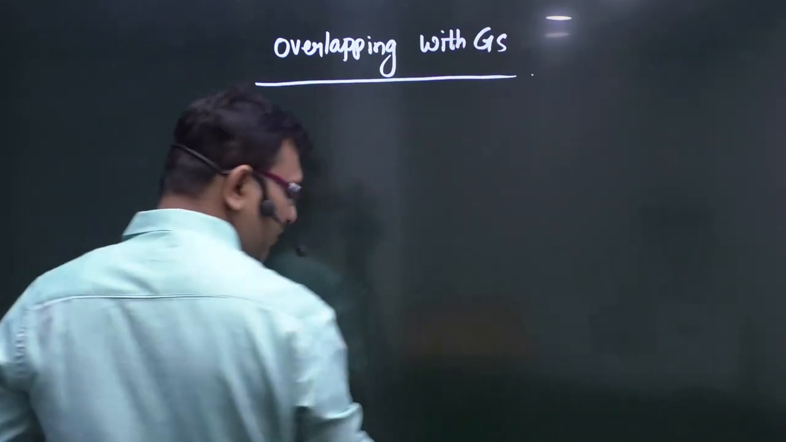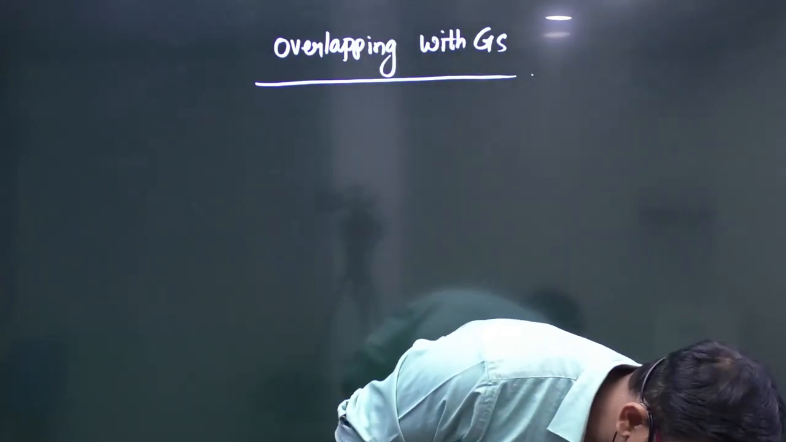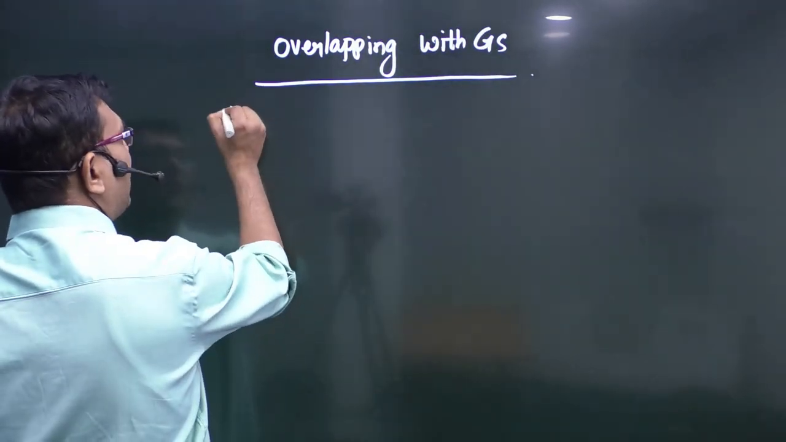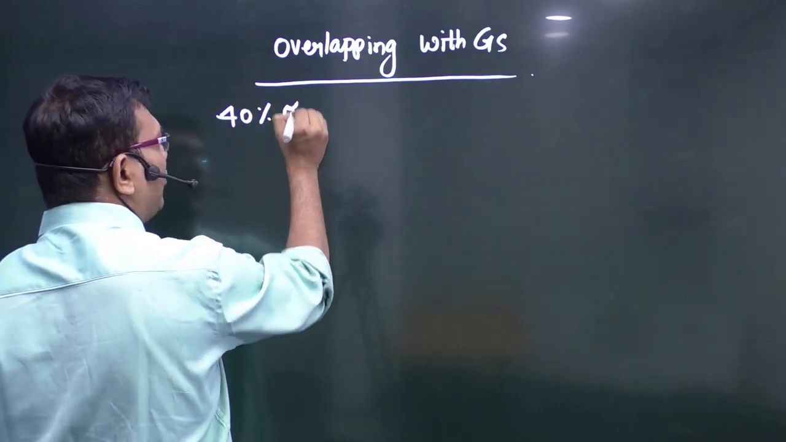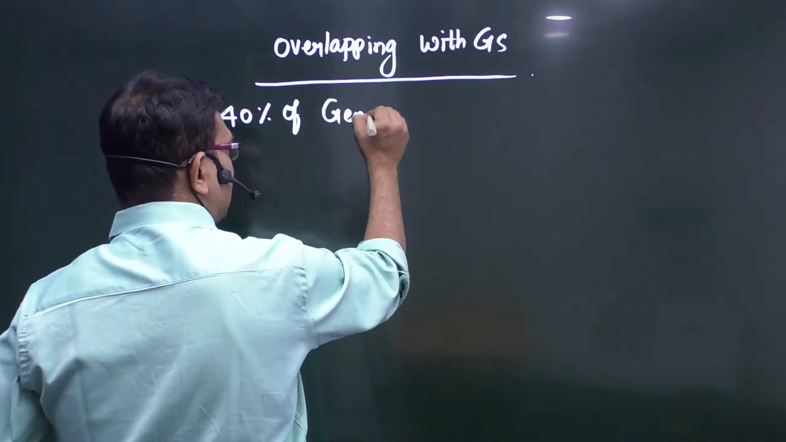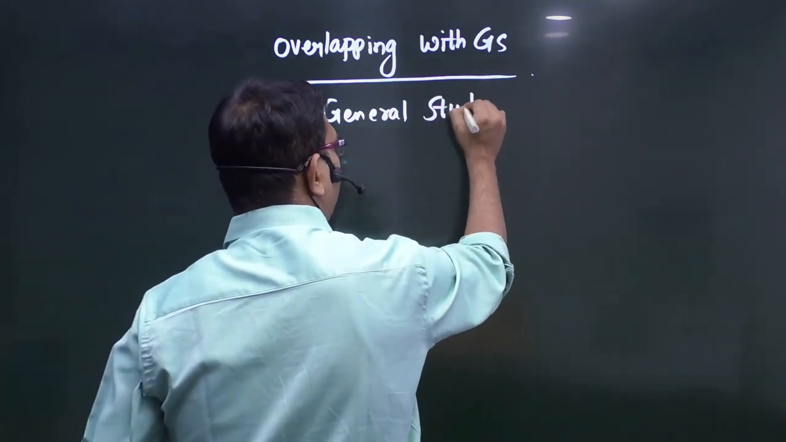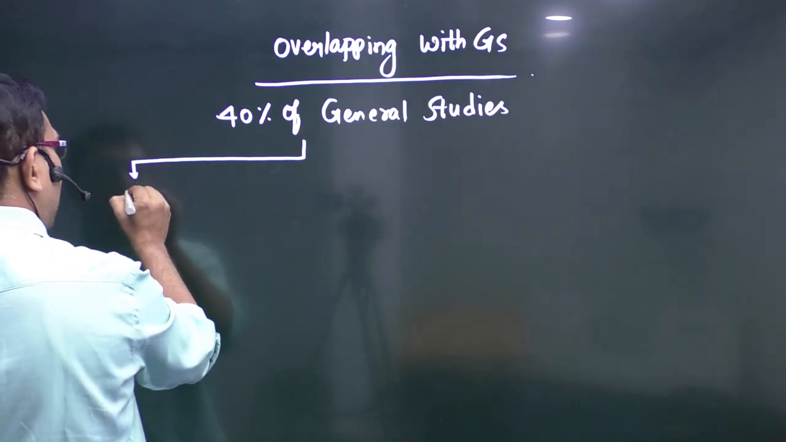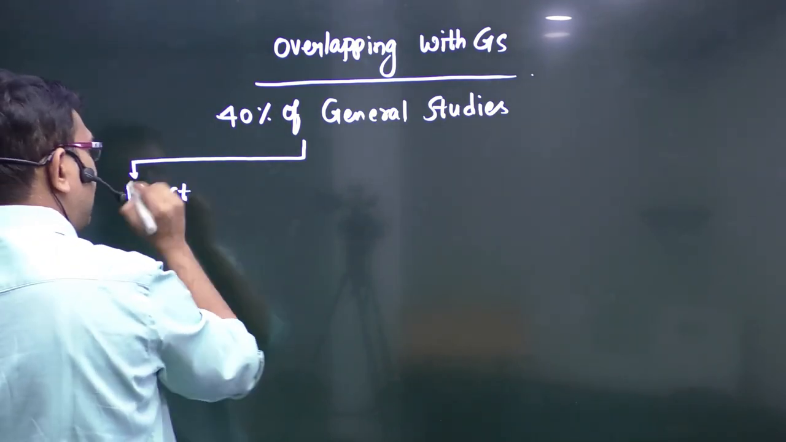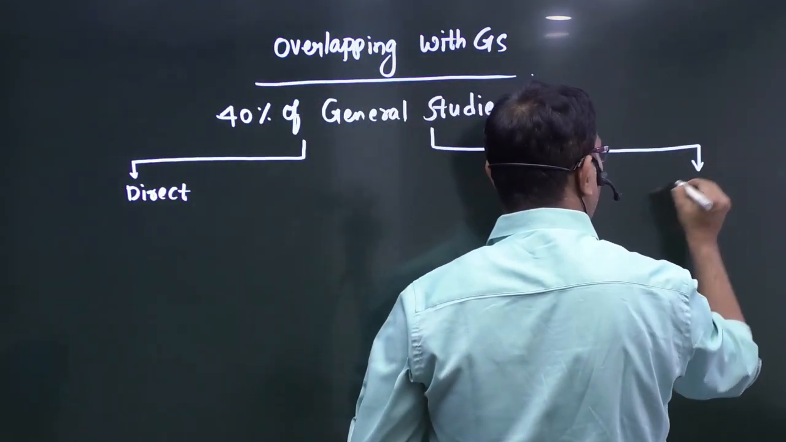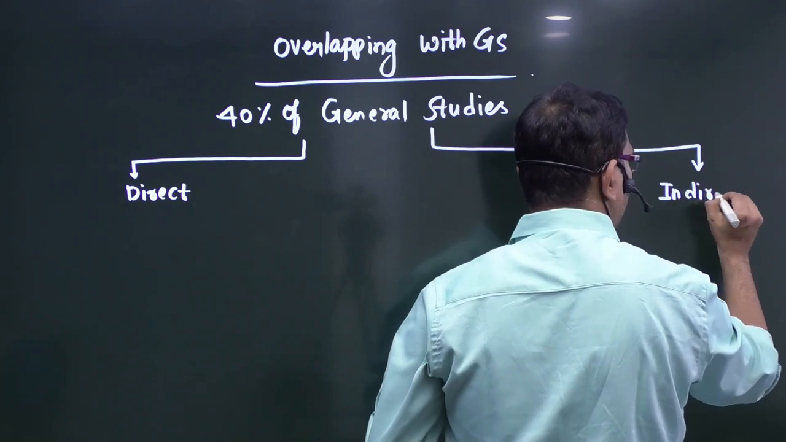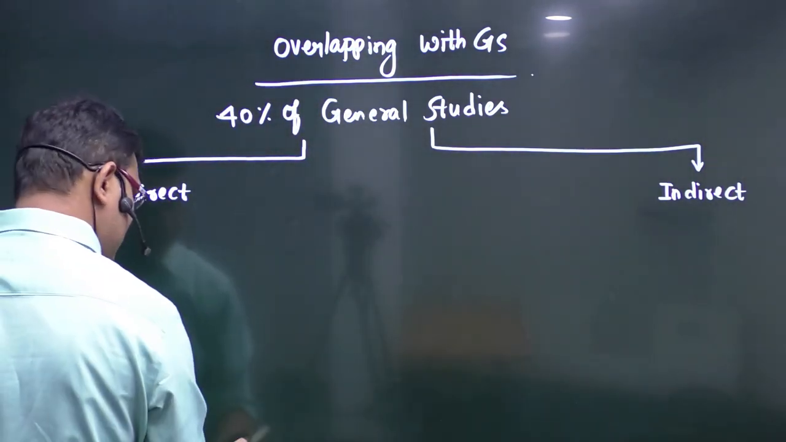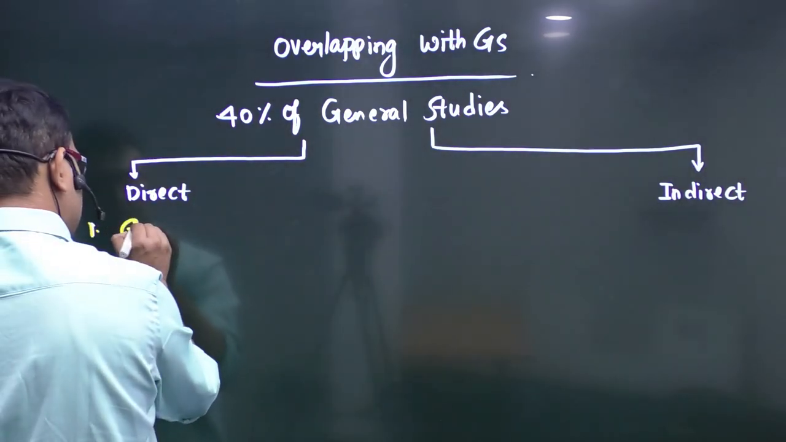How many marks is it overlapping with the general studies? See, it is generally divided into two. Geography optional has 40% overlapping, 40% of general studies. Am I right? So how is it going to overlap? There are two things. First is direct overlap. The other thing is indirect overlap. So what is the direct here? You see, direct. Can I say the first thing which is direct here will be my GS paper 1.